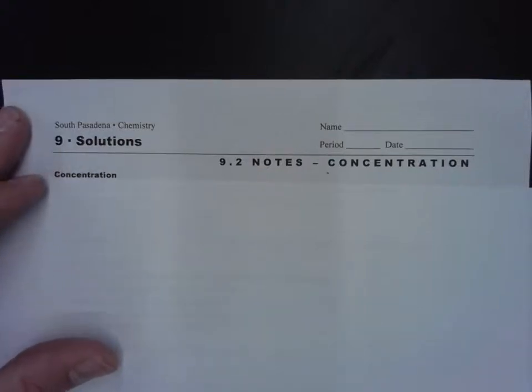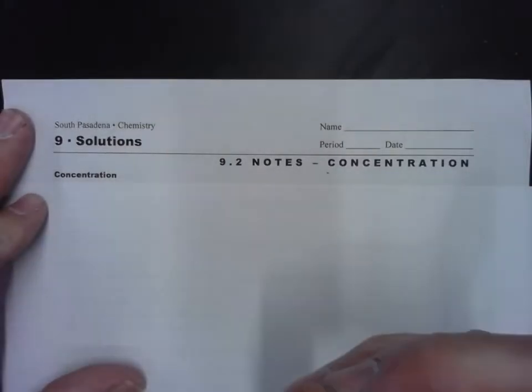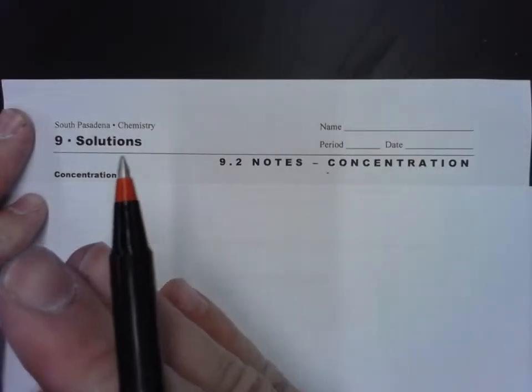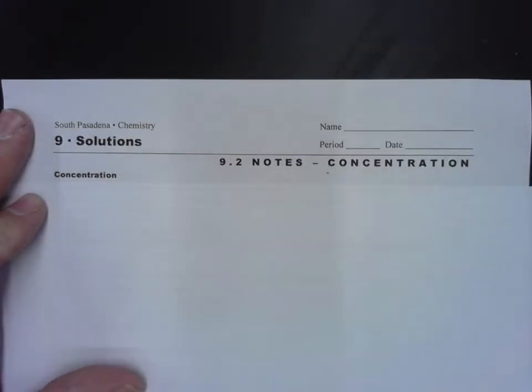Alrighty, notes 9.2 part 1. We start with concentration. What is concentration? Concentration, again, is just the amount of stuff that's dissolved in solvent. Okay, so you got more stuff dissolved in solvent, you got a higher concentration.